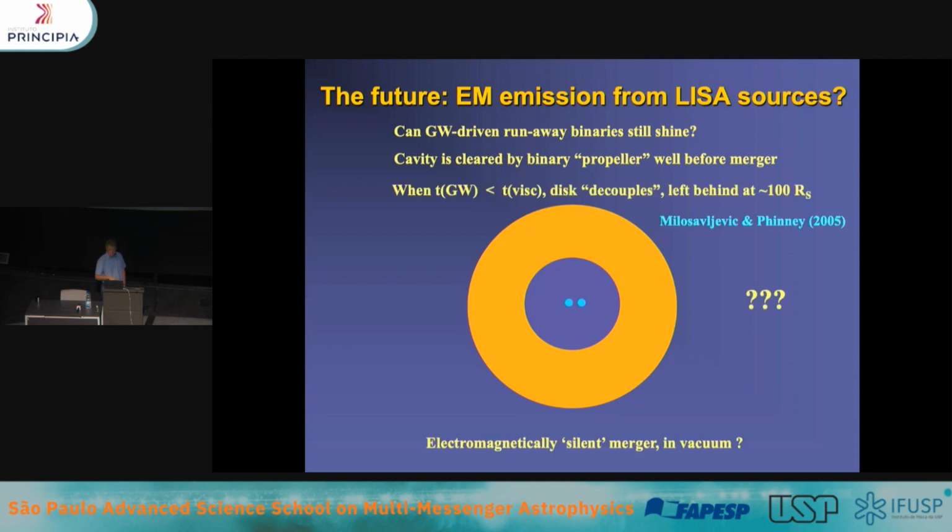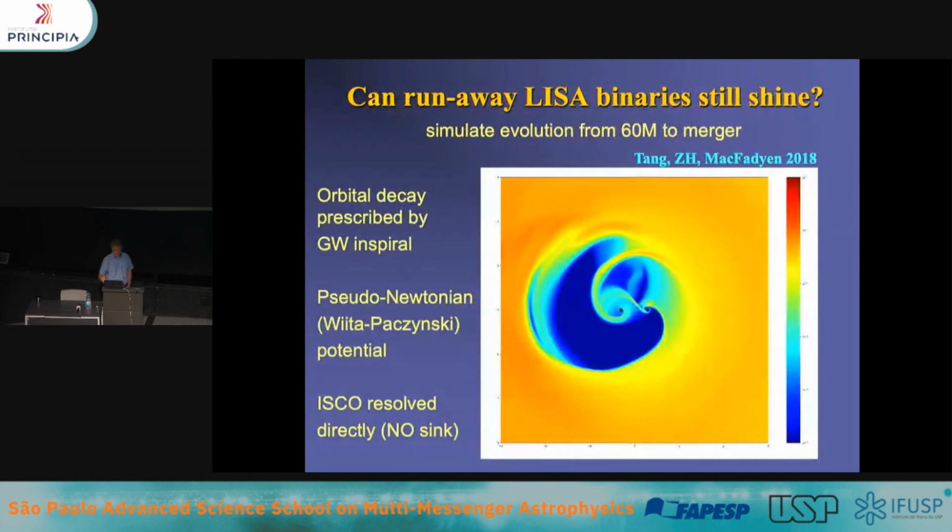And then that would be, to zeroth order, you could make a very pessimistic statement, which is this binary runs away. The gas cannot follow if it's coming on the viscous time scale. And then the merger actually takes place in vacuum, so there will be zero sources with electromagnetic counterparts. Of course I wouldn't say that if I thought this was the final answer.